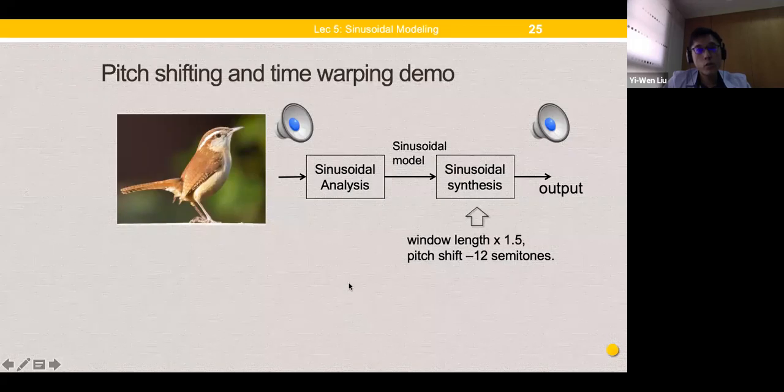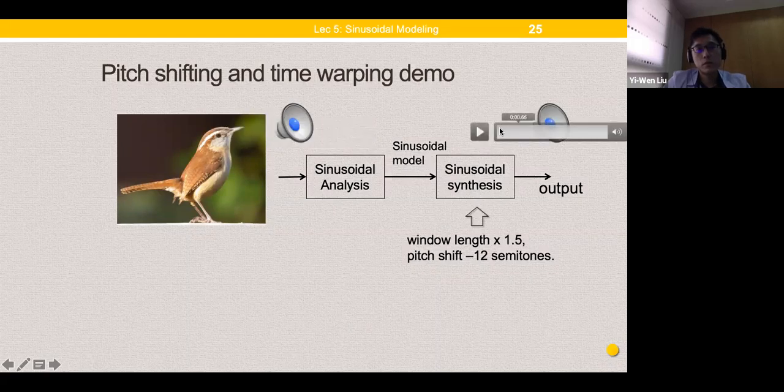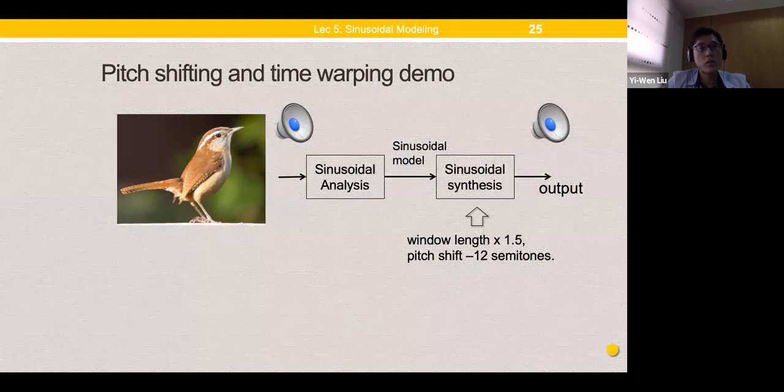Or if you don't have a question, let me ask a question. So in this bird example, versus the original, just besides the change of speed and pitch, what other differences did you notice? Do you notice any other differences? Any other differences?